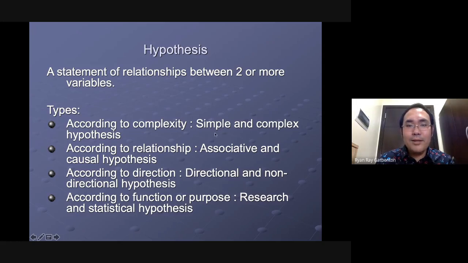Pag sinabing simple, there are only two variables that you examine. While a complex hypothesis, okay, can be described as having three or more variables. When we classify hypotheses according to relationship, it can be an associative hypothesis or a causal hypothesis. Pag sinabing associative, you just identify how these two are related to each other. You are just interested on the presence of relationship between two variables.